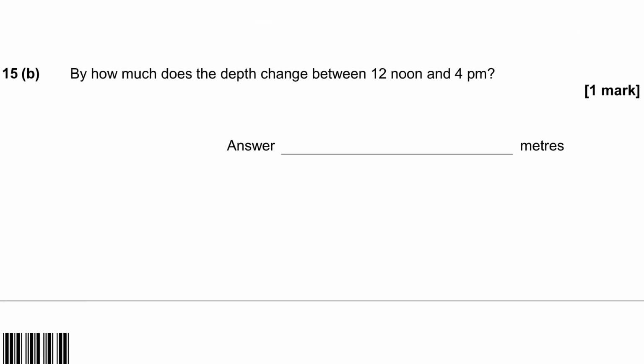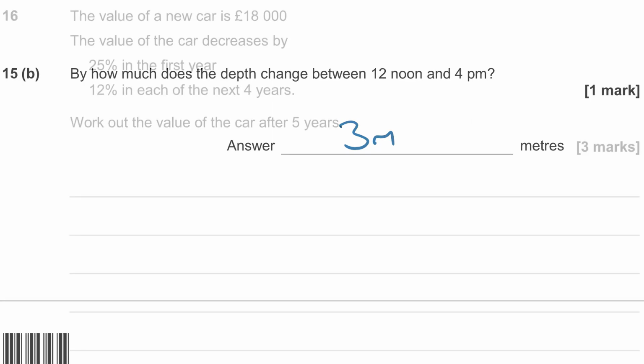So by how much does the depth change between 12 noon and 4 p.m? It changes by 3 meters. Very sneaky examiners.